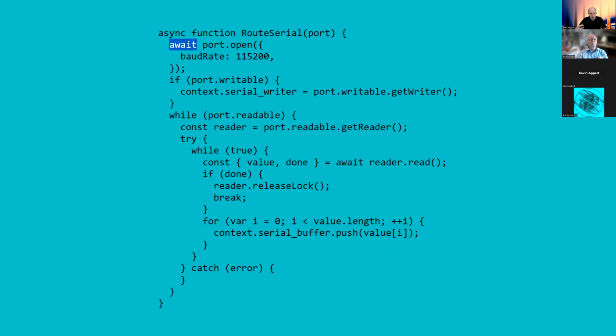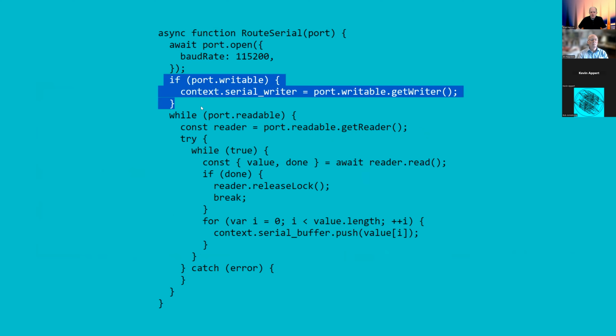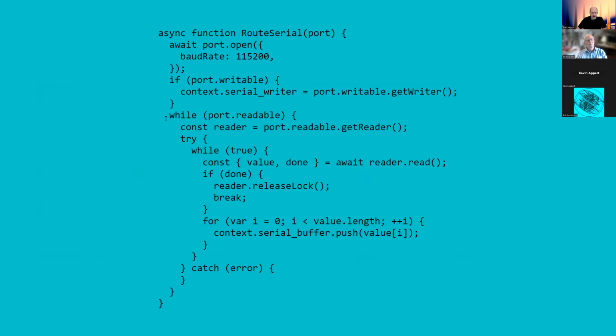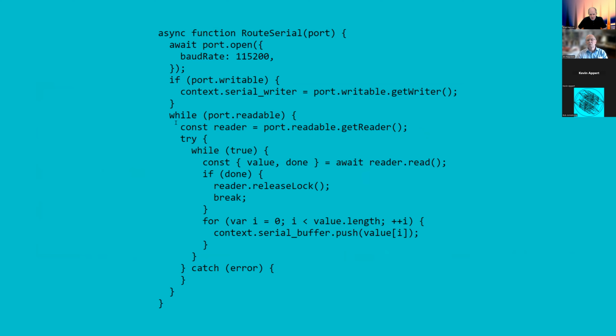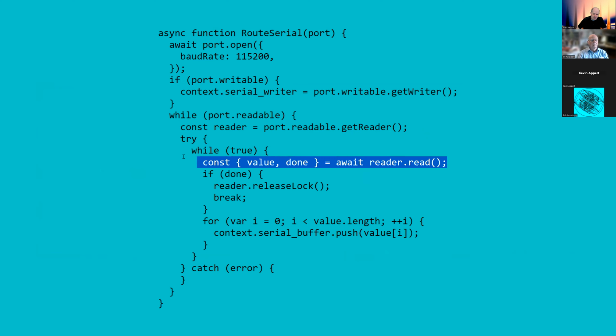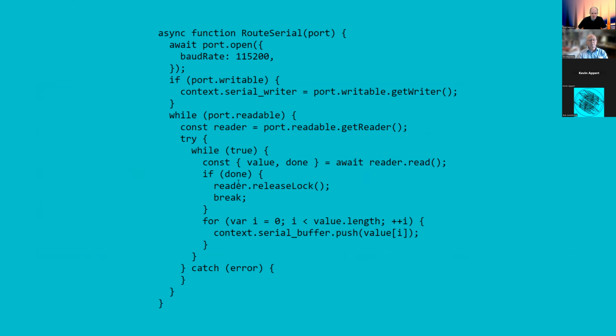JavaScript was originally designed to respond to events that happen in the browser, and so it's never supposed to sit and block anywhere. But with an async function, you're allowed to block, and so you can block waiting to open the port. You can then fish out the writer for that port, and then what I do in this particular loop is I check to see if that port is readable, and if it is, I wait for a character to come through from that.